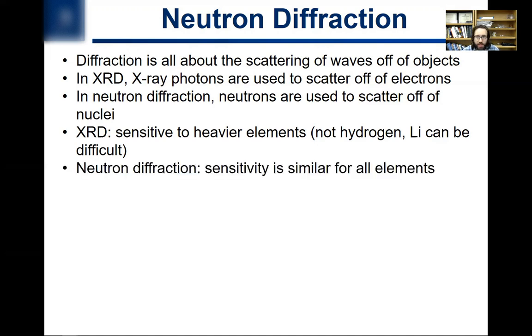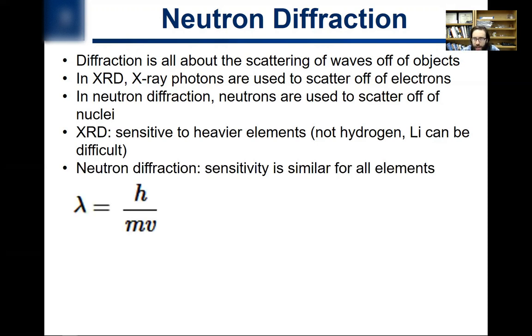It's really useful, particularly for hydrogen, because the sensitivity turns out to be similar for all elements. All elements have a nucleus, so it can do this scattering, and nuclei aren't as small as electrons.